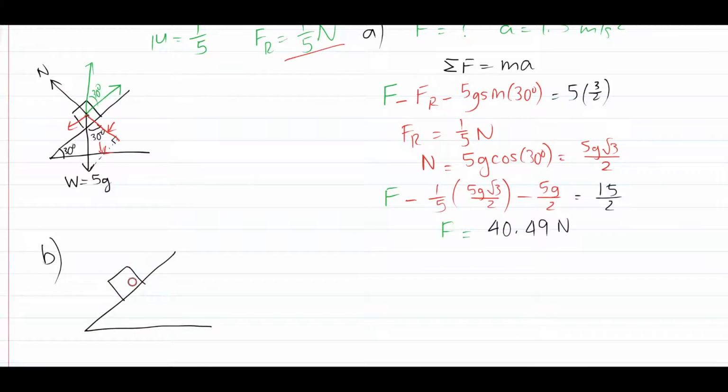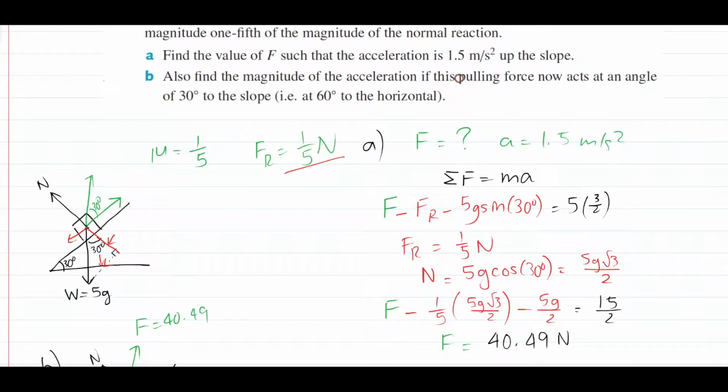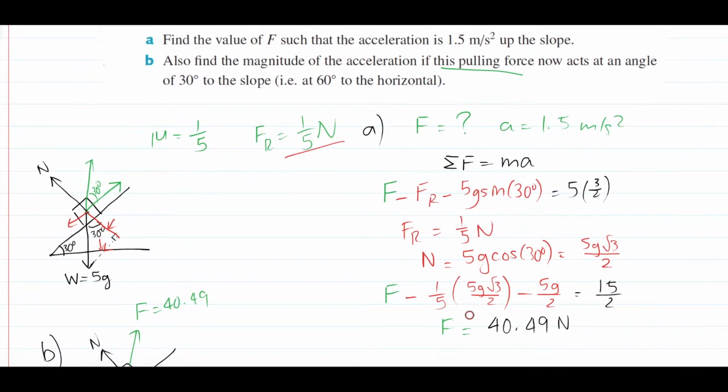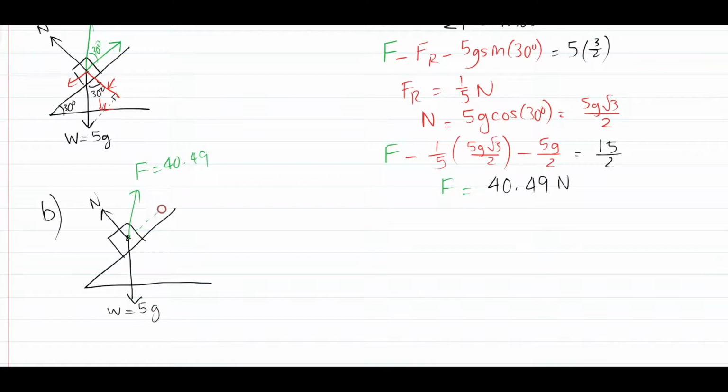So you got your object, the weight force, which is 5g, and then you got your normal force as usual. There should always be normal force and weight force. And you got your pulling force, which is F, which is 40.49. So it's the given force here. Find the magnitude of acceleration if this pulling force is 30 degrees to the slope, right? Okay, and of course you got friction going the other way, and then you have the natural force moving the object downwards. That slope is 30 degrees.